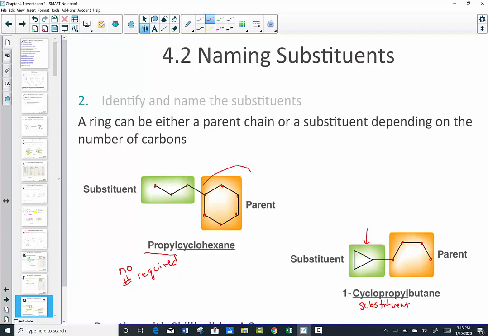So the cyclic structures can be the parent. If so, you'll hear them end in ane. Or they can be the substituent. And if so, you'll hear them end with the yl ending. The parent is the ane. The branches get the yl.